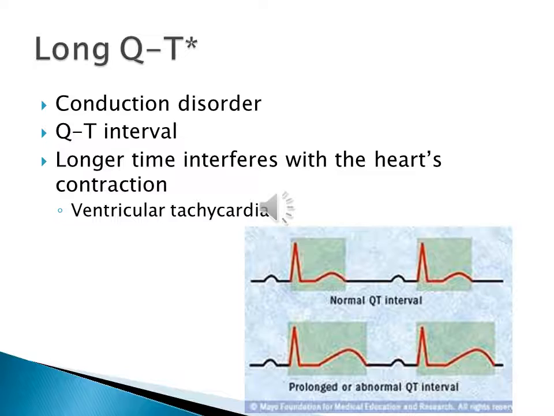So anytime you have something related to the heart contraction getting disturbed with that, it's going to possibly predispose somebody to, in this case, what happens many times is a ventricular tachycardia, where the ventricles actually start to beat faster and faster. And I have a picture kind of illustrating what that looks like. You can see the normal QT interval and a prolonged or abnormal QT interval on the bottom. So it's another type of cardiac conduction disorder.